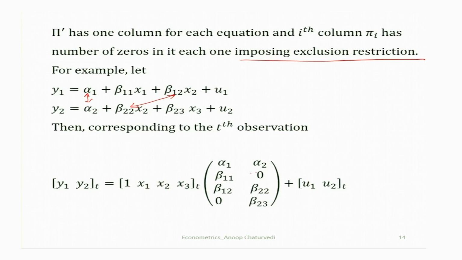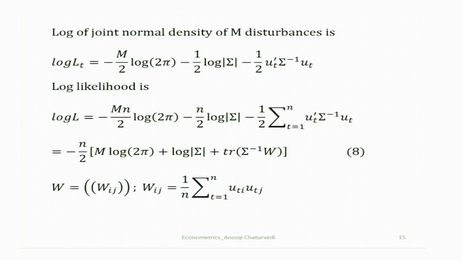Then corresponding to y_2, you have alpha_2 here, then x_1 is not in the second equation. So we take 0 here, we impose this restriction. The coefficient corresponding to x_1 is 0. Then corresponding to x_2 you have beta_22, corresponding to x_3 you have beta_23, plus (u_1, u_2)_t. So, this is how we arrange all the observations.